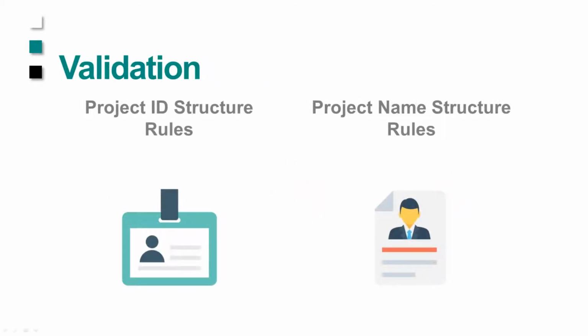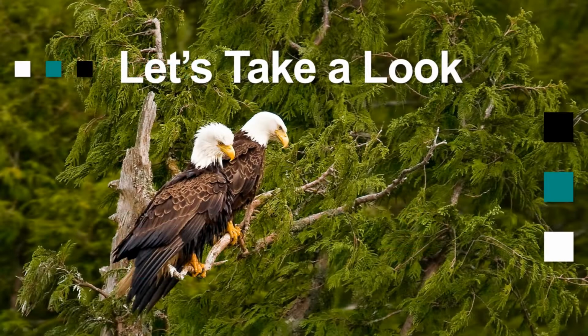You can validate your project ID structures by setting up specific rules. If you have certain ways that you need to see that information, you have project name structure value rules. These can all be checked with P6 Loader or P6-Scrubber. So let's just take a look at how each one of these works.